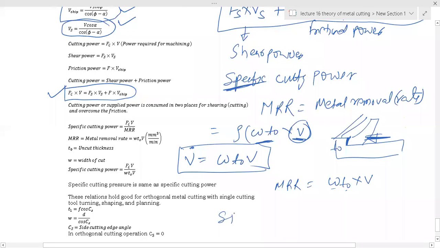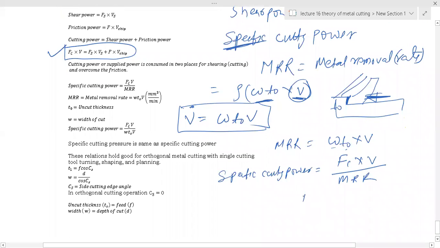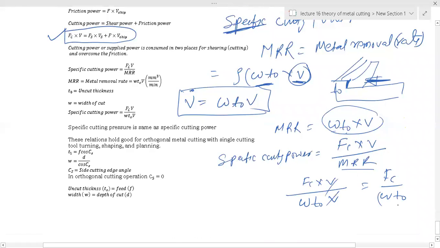So specific cutting power is Fc into V divided by MRR. MRR we already estimated as w t naught V. This V cancels, so it is Fc divided by w t naught. So it looks like force by area. This is your area, this is your force. So it is also called cutting pressure.